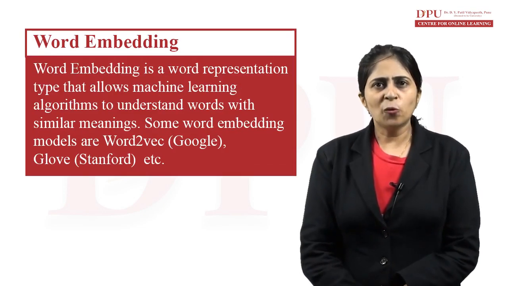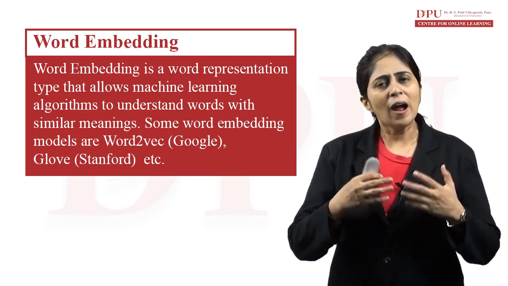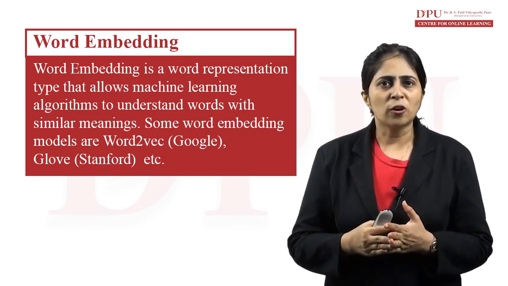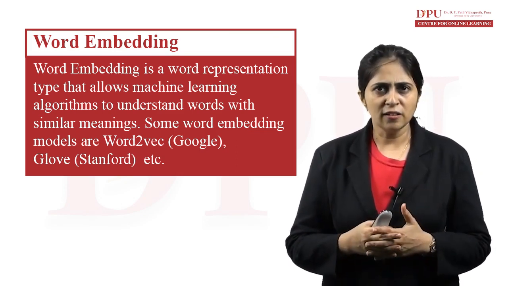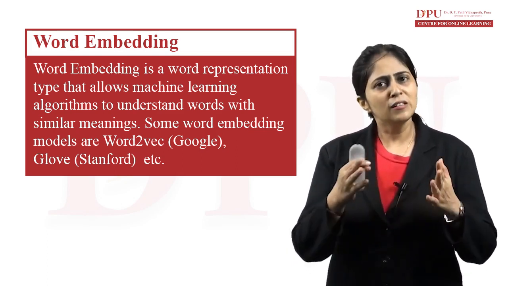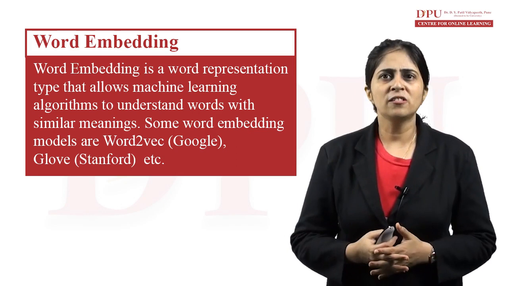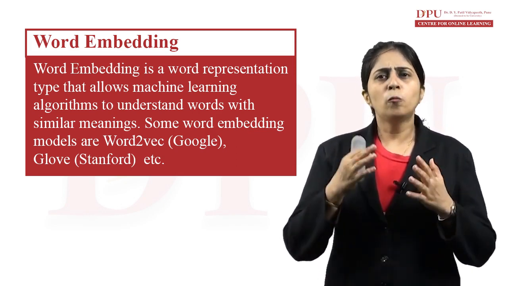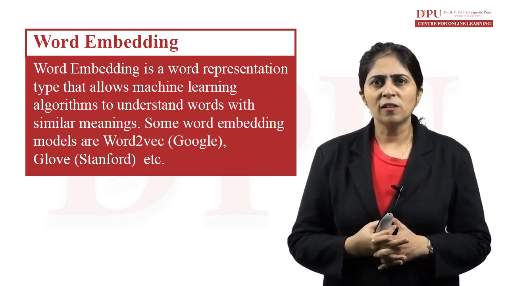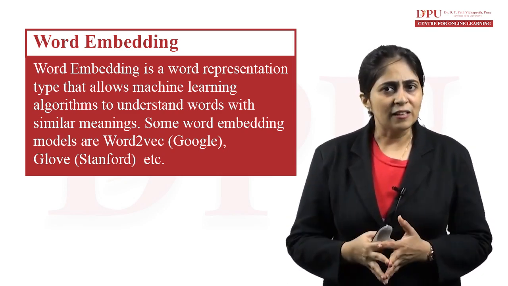Word embedding is a word representation type which allows the machine learning algorithm to understand words with similar meaning. It is a language modeling and feature learning technique which maps words into vectors of real numbers using neural networks, probabilistic models, or dimensional reduction on the word co-occurrence matrix. Some of the word embedding models are Word2Vec by Google, GloVe by Stanford, etc.